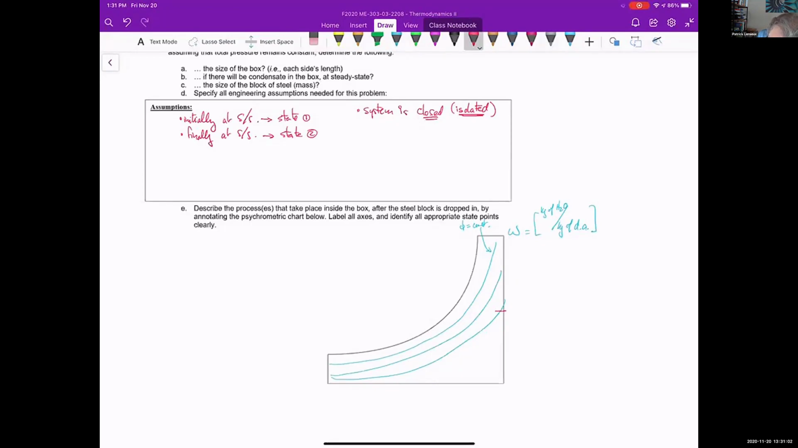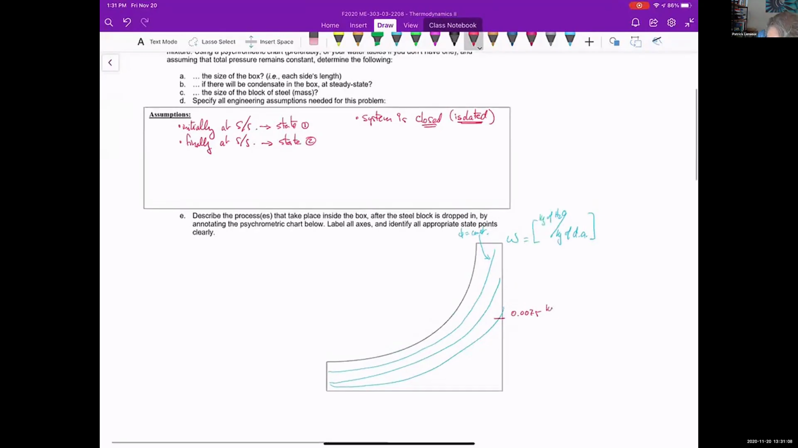7.5 grams is 0.0075 kg of water per kg of dry air. So I'm somewhere on that curve here, on that straight line initially. My state 1's got to be in there somewhere, okay?